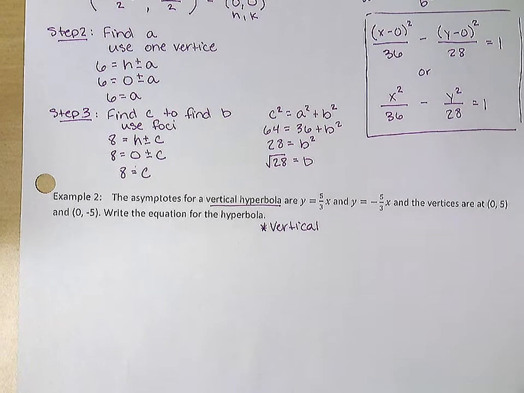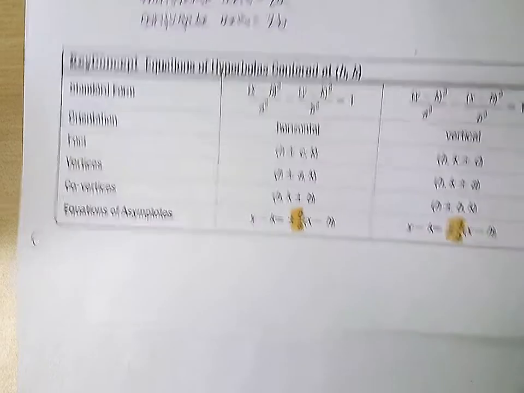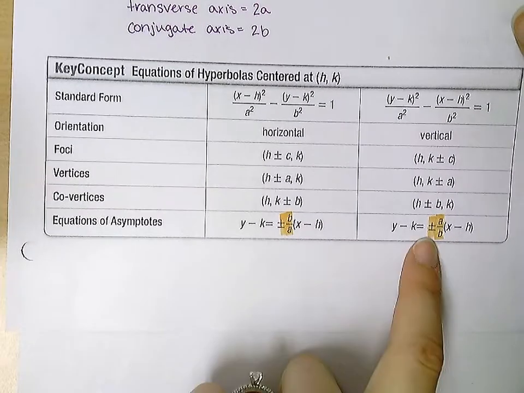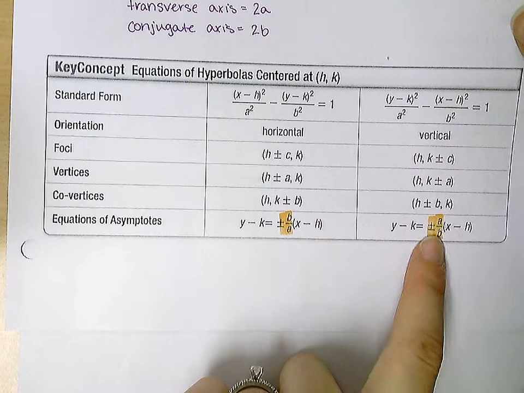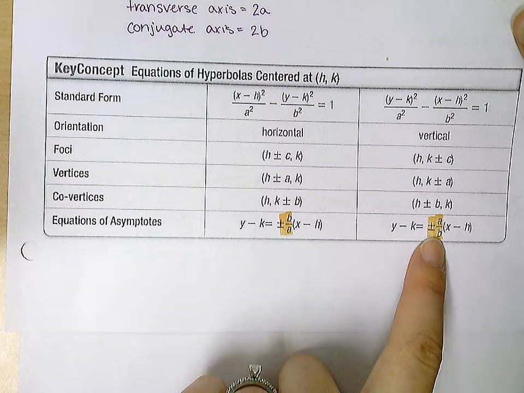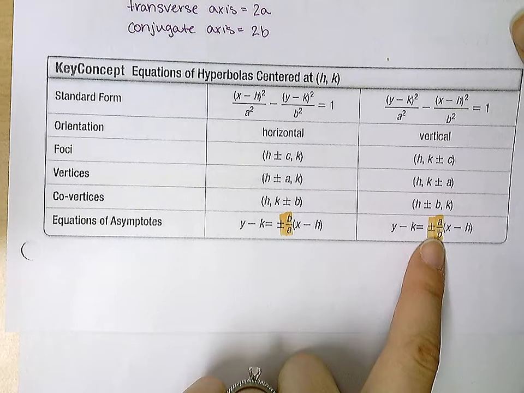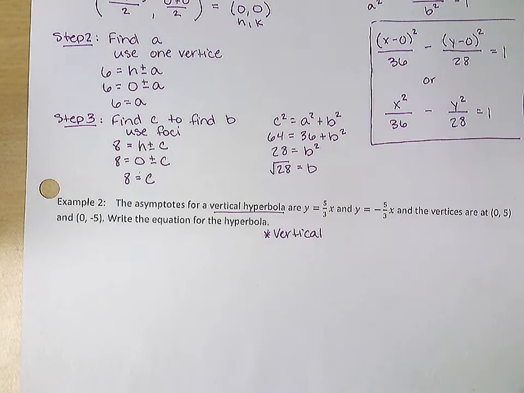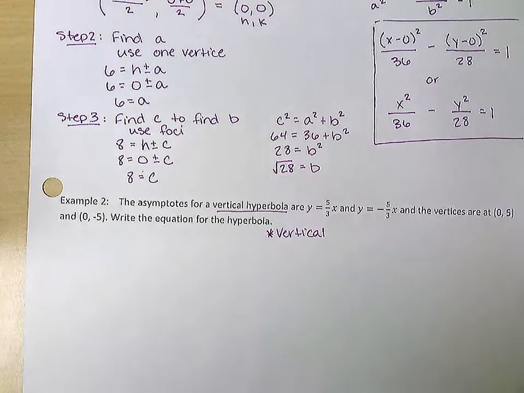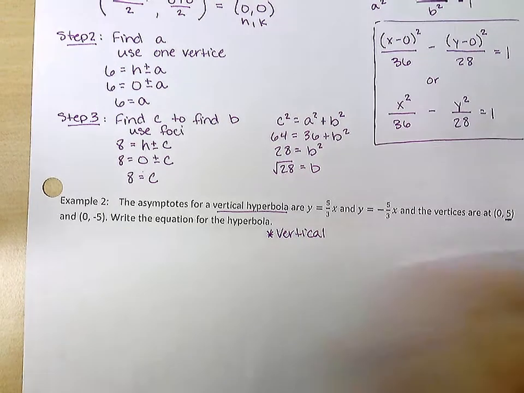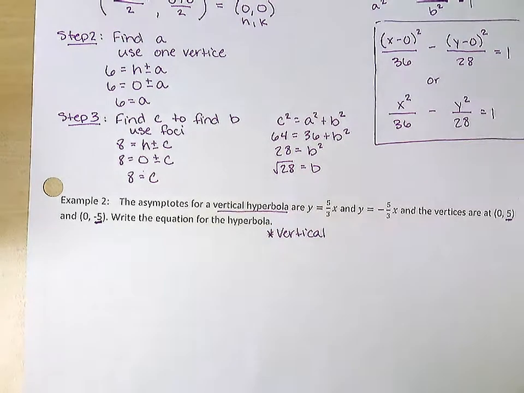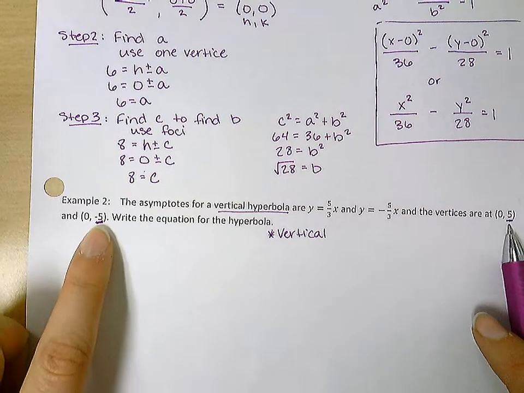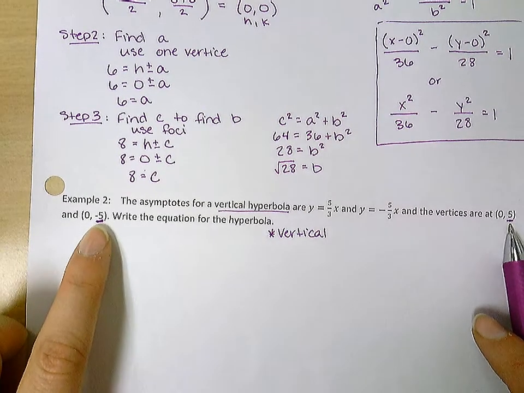Now recall from that table before, so table yesterday, the slopes of your asymptotes are right here, highlighted. So that means I have a over b in that vertical hyperbola. Okay, vertical slope is a over b. Okay, we're also given the vertices are at 0, 5 and 0, negative 5. Okay, so you can tell this is vertical because your y values change.